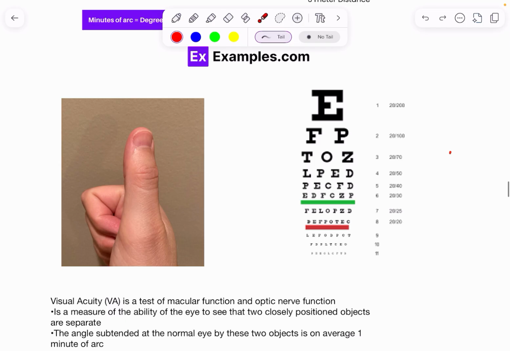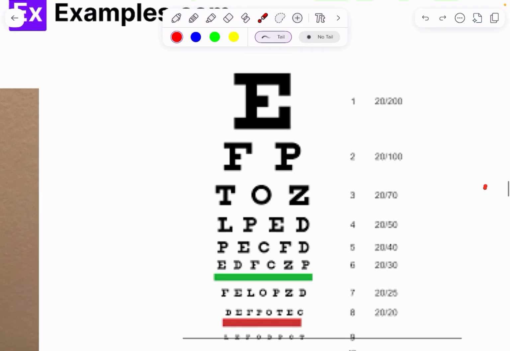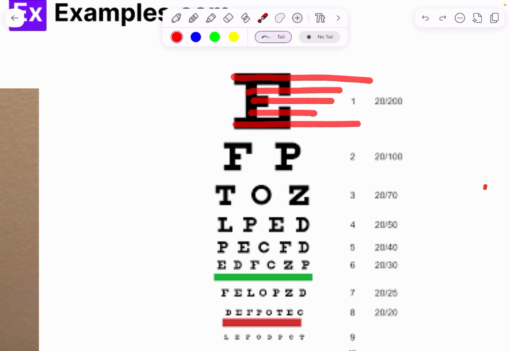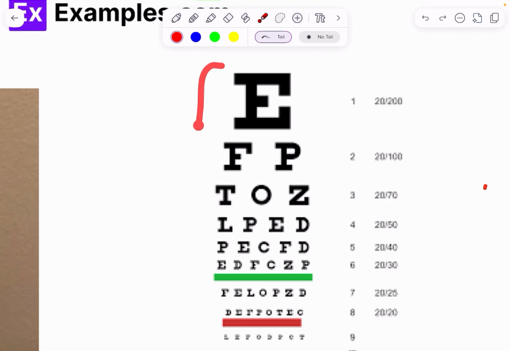So the idea here is that this chart is made in a certain way so that you can measure how well your eye can distinguish between 2 points. So for example, the letter E over here is 5 minutes of arc. Each line and each space is 1 minute of arc. So for example, 1 2 3 4 5. If you can resolve the differences between it and you can see it clearly, that means that you have 20/20 vision. What does that mean? It means that what a normal person sees at 20 feet, you can also resolve and see in the same way normally.